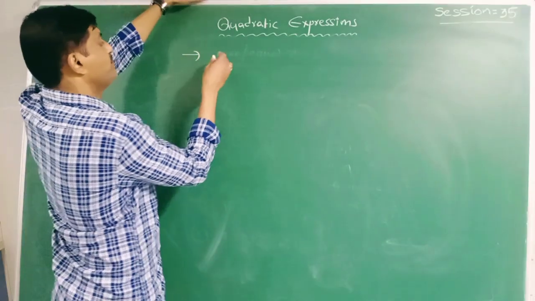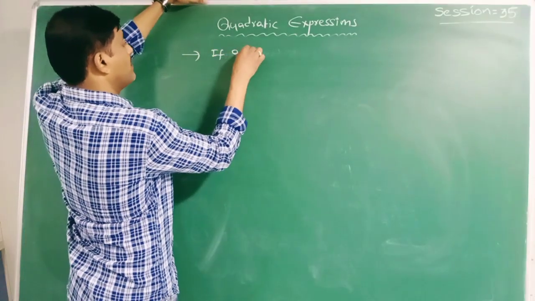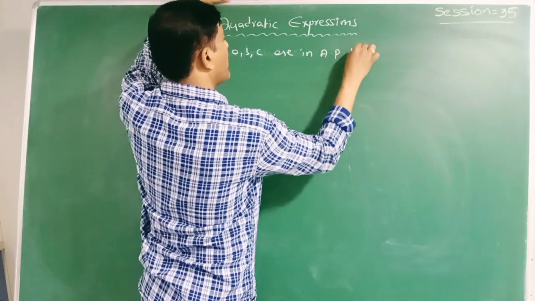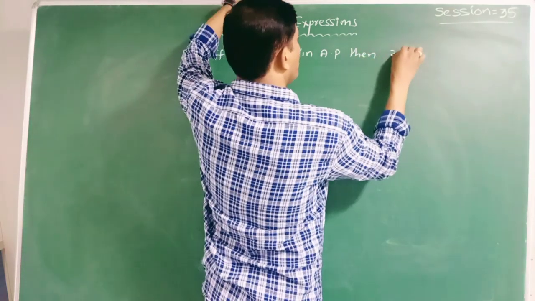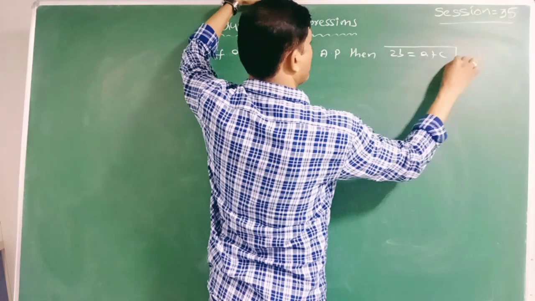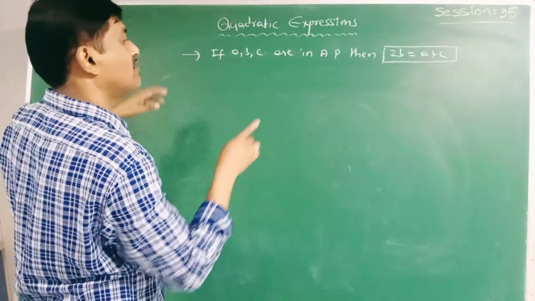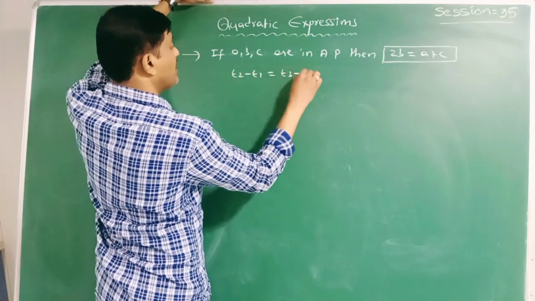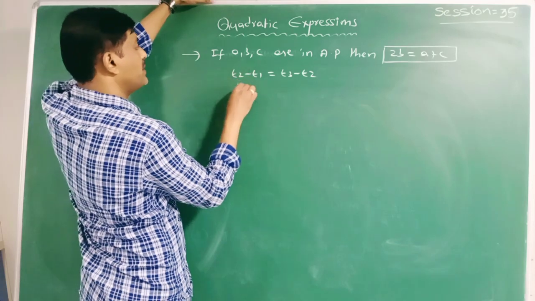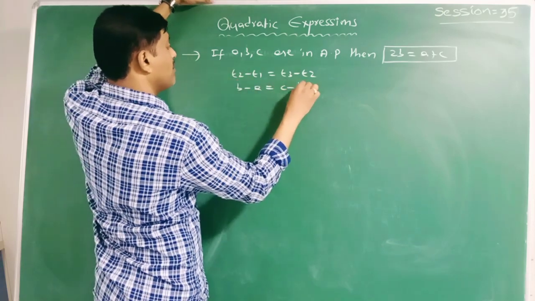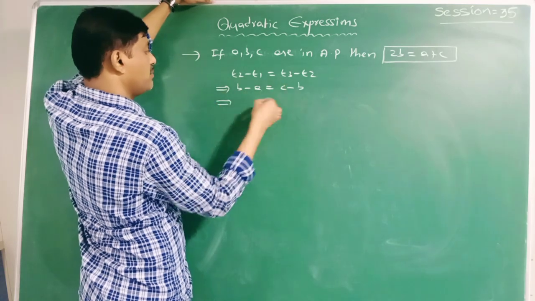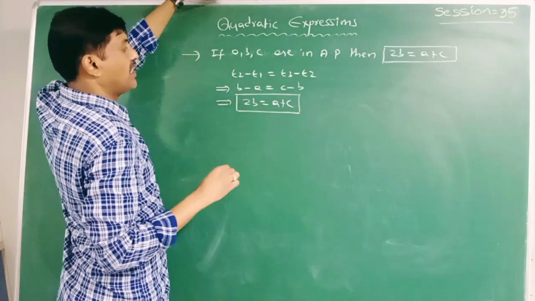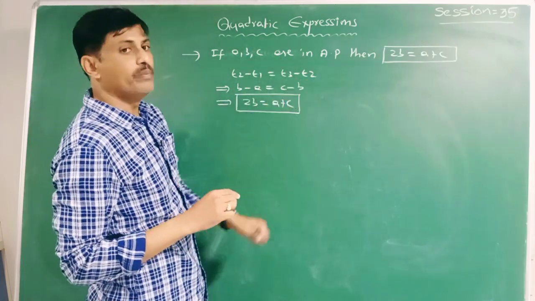So next one, if A, B, C, 3 numbers, are in AP, then 2B is equal to A plus C. A, B, C in AP means arithmetic progression. How do you get that 2B is equal to A plus C? That is T2 minus T1 is equal to T3 minus T2. What is T2 here? B minus A is equal to C minus B. This implies, bringing B to this side, 2B is equal to A plus C. This is the condition for A, B, C in AP: 2B is equal to A plus C.